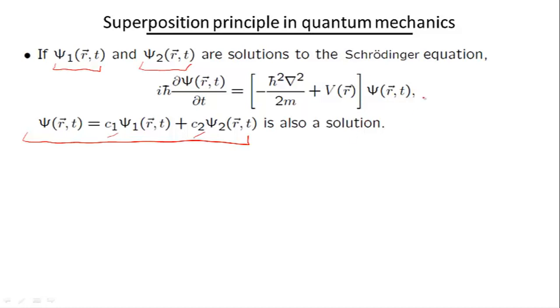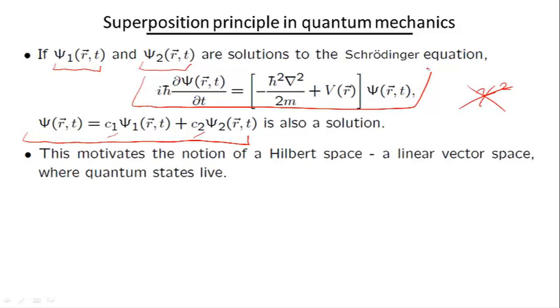So actually this so-called superposition principle is not specific to the Schrödinger equation. The superposition principle holds for any linear differential equation, which the Schrödinger equation happens to be. That means that there are no terms like psi squared or psi cubed, etc. To prove this, one can simply plug it into the Schrödinger equation and cancel the corresponding pieces term by term. So what this superposition principle motivates is the notion of the so-called Hilbert space, which is a linear vector space where quantum states sort of live.